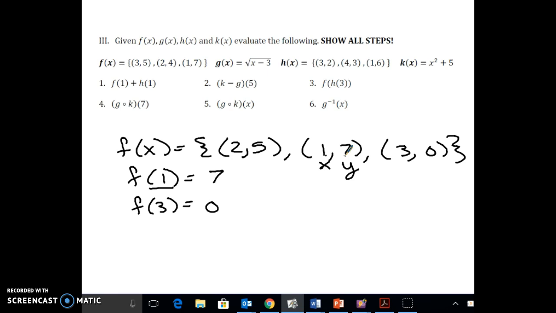Also, this notation is going to be the inverse. And when you're finding the inverse, you want to switch x and y, and then solve for y.